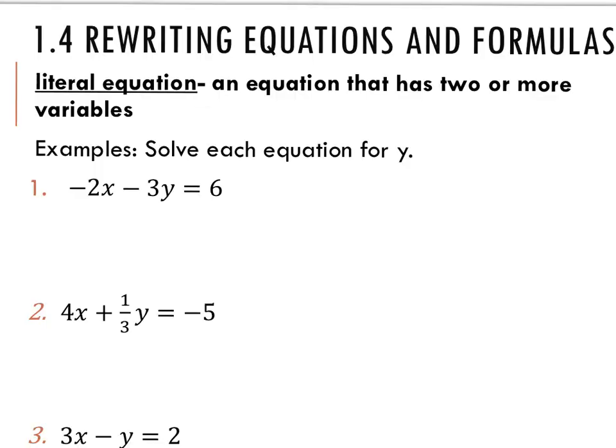So to begin, we have this definition of a literal equation. A literal equation is an equation that has two or more variables. For example, you can see numbers 1, 2, and 3 have two or more variables. So in this case, these first three examples have two variables.